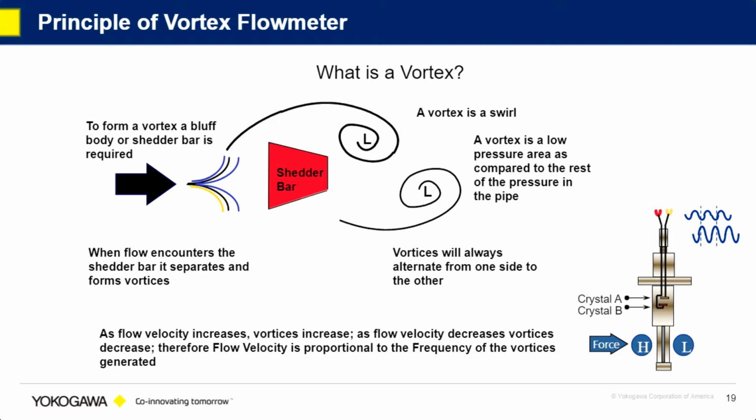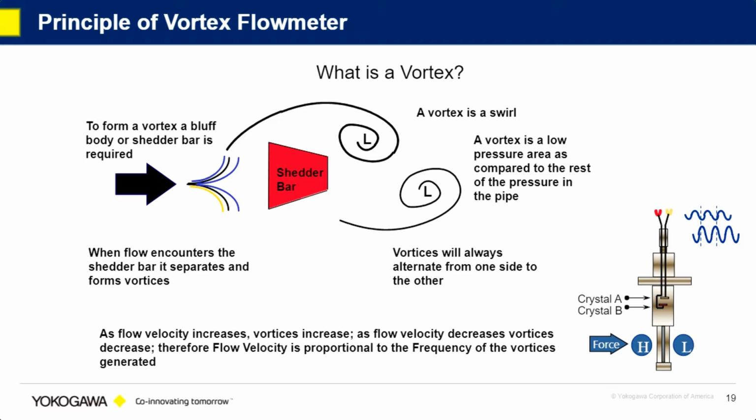So with our shutter bar, we do it a little differently. We put the bluff body and the piezo crystals all in one device, which we call our shutter bar. And you can see the illustration in the bottom right corner. So our shutter bar contains two piezo crystals. And what these piezo crystals do is convert a mechanical stress to an electrical pulse output.